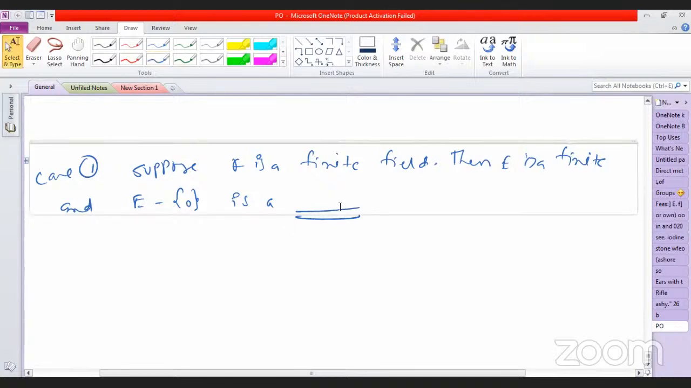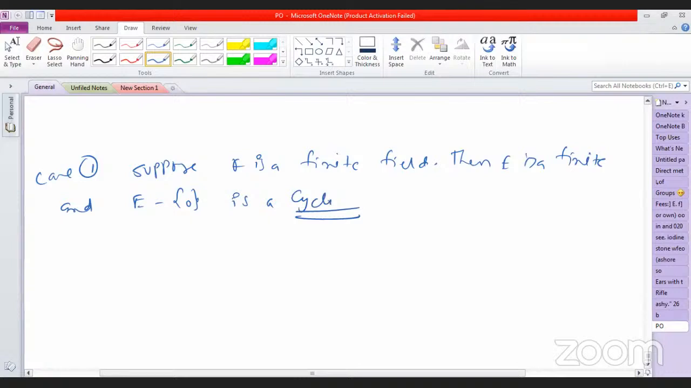If E is a finite field, then is E minus 0 a cyclic group or not? Finite field and cyclic group, is it or not? Yes, sir. Yes, cyclic, sir. It is. Why are you thinking so long today?